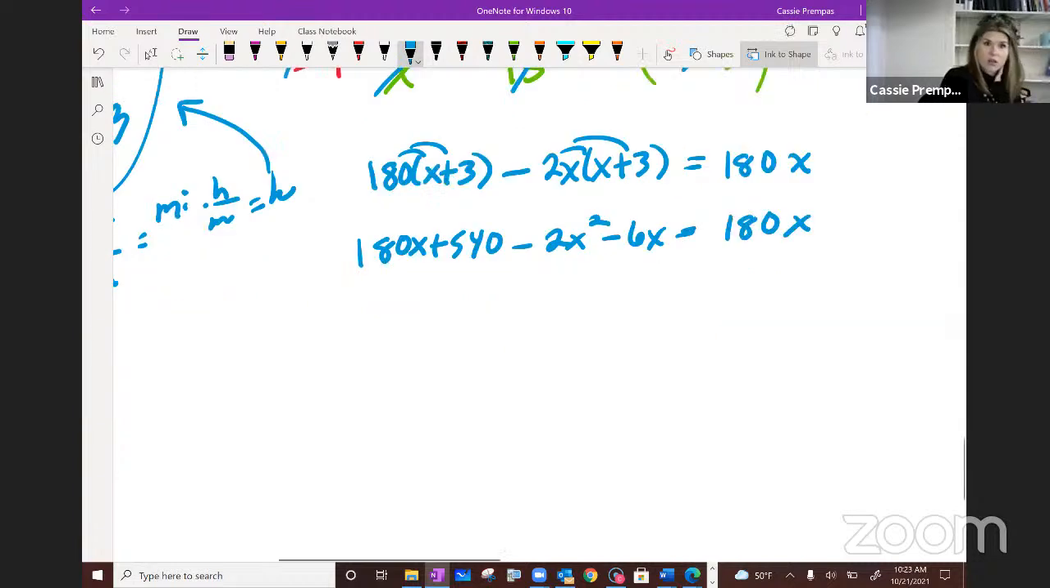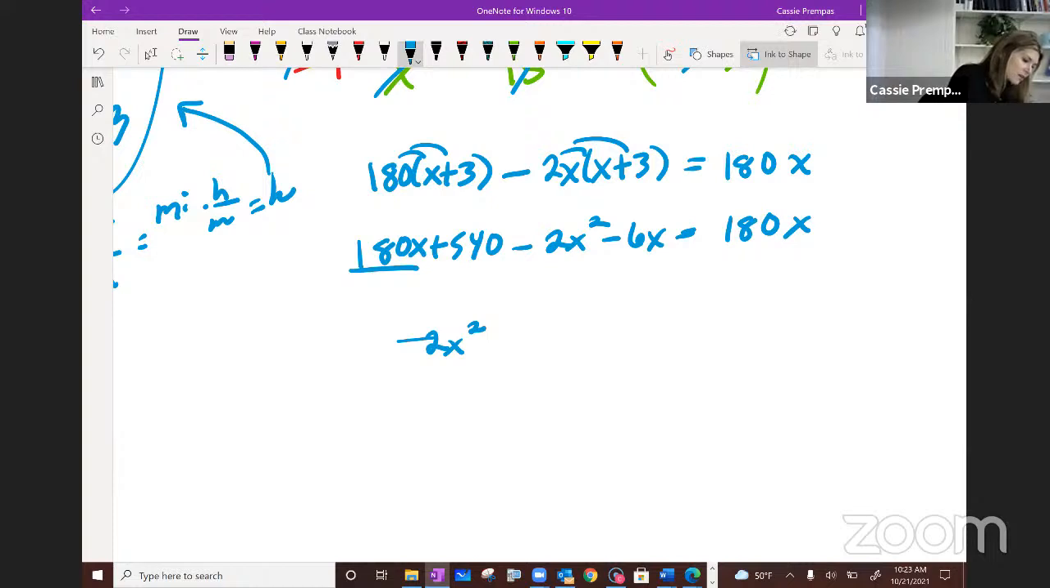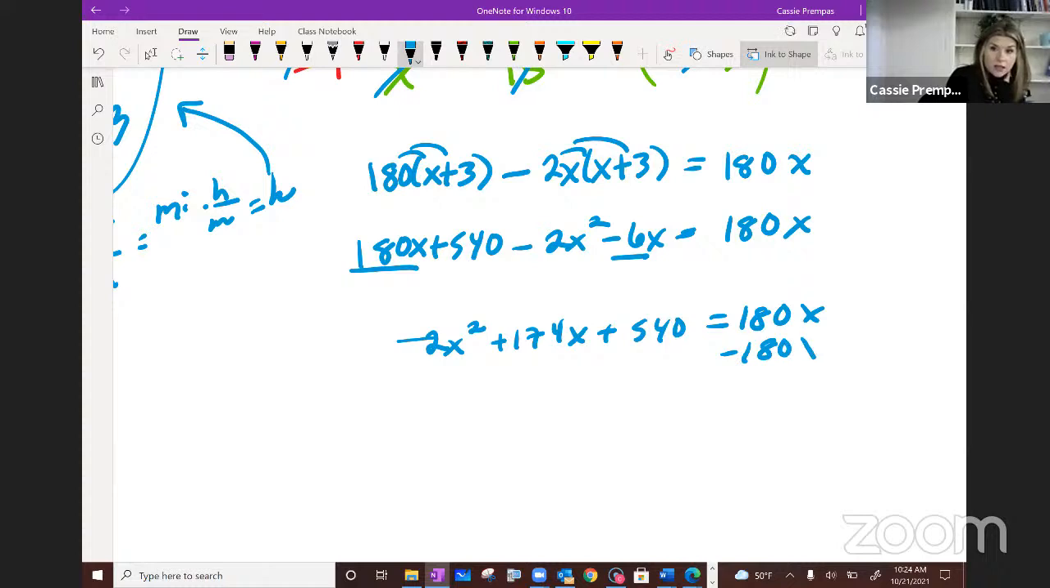This is a quadratic, so I'm going to put it into the proper format. I'm going to put the squared term first. So I have negative 2x squared, 180x and negative 6x come out to be 174x plus 540 equals 180x. Subtract 180x and set this equal to 0. That gives me negative 2x squared.